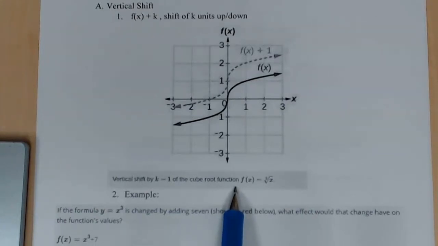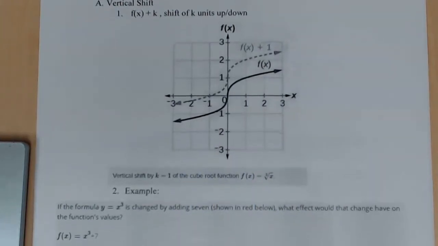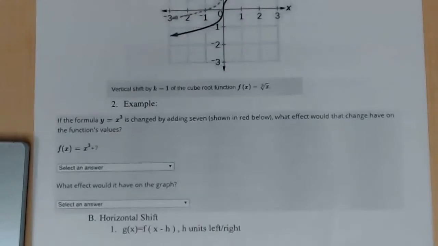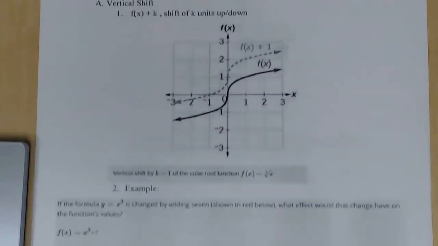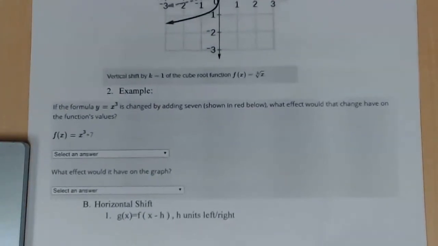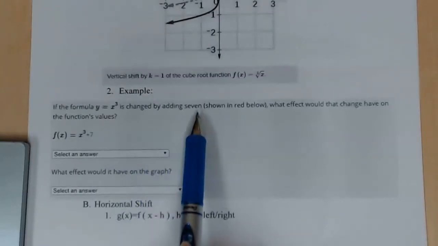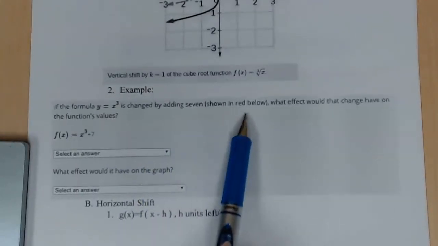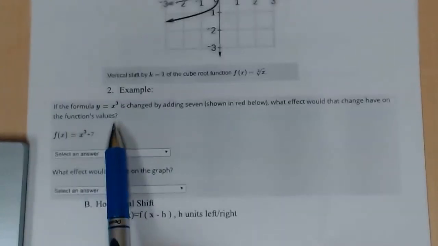So there was a reason that I emphasized in 3 sections in Unit 1 all these parent functions, so that you could understand where we would be starting and where we would be going. So let's look at an example, because really I'm going to show you these definitions of f of x plus k, but it makes more sense as we kind of work with some values. So it says, if the formula y equals x cubed is changed by adding 7, shown in red, but I'm in black and white here, what effect would the change have on the function's values?